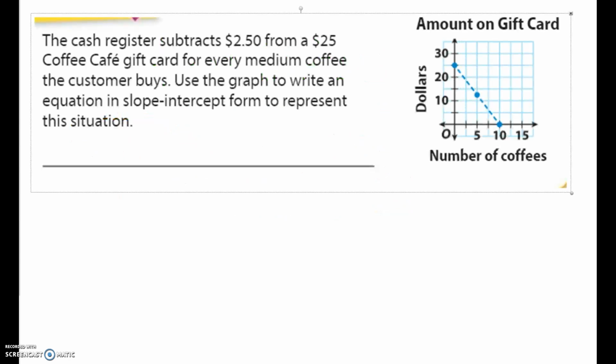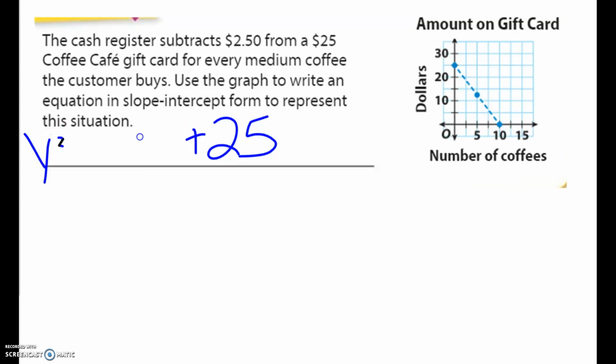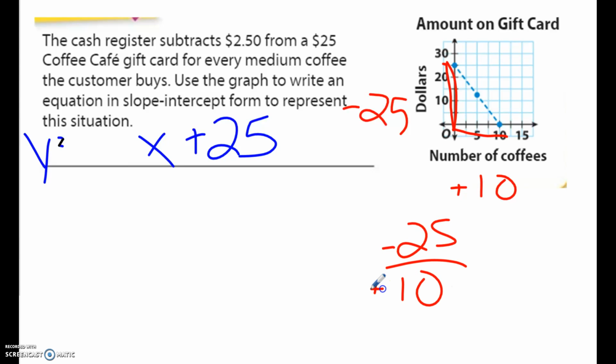Graphs are going to be a little bit easier. So the cash register subtracts $2.50 from a $25 gift card for every medium coffee the customer buys. Use the graph to write an equation in slope-intercept form to represent the situation. So my b is my y-intercept, and that looks to be 25. And my slope, I'm going to use rise over run. So I'm going down a negative 25, and I'm going across a positive 10. So I have a negative 25 over a positive 10. It's going to give me a negative $2.50.